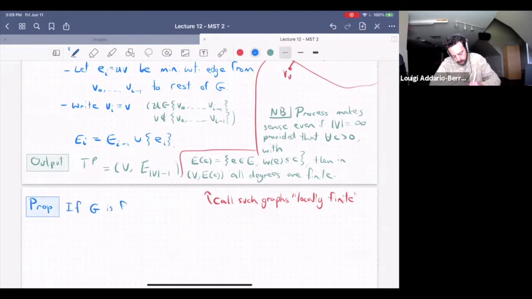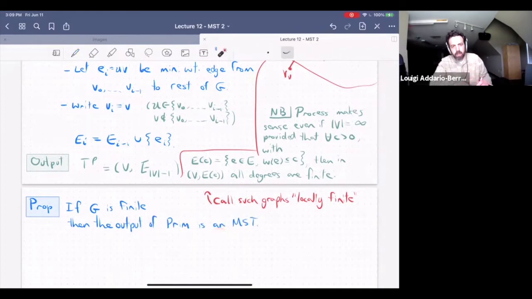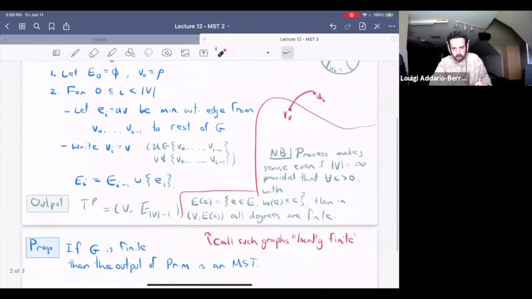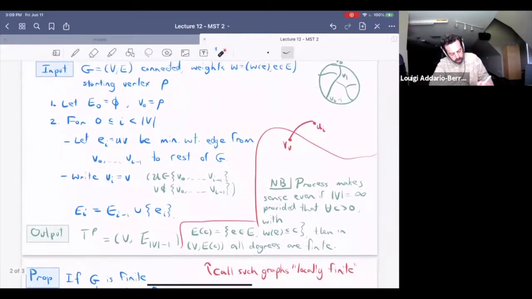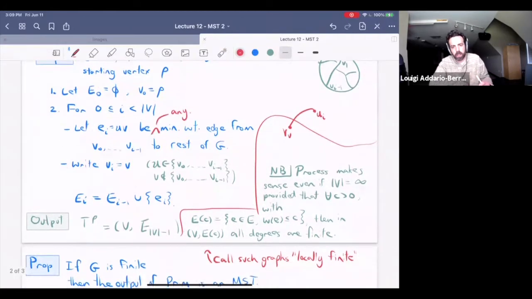So if G is finite, then the output of Prim is an MST. Okay, and so here I'm using "an MST", so I'm allowing multiple edge weights to be equal. Let me just comment that at this step of the algorithm, where we choose the minimum weight edge from the edge boundary of whatever we've built so far, we can make that choice arbitrarily. So if the edges are all distinct, it's the unique minimum weight edge, but generically it can be any minimum weight edge. Okay.